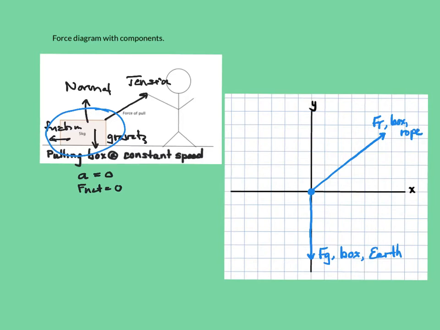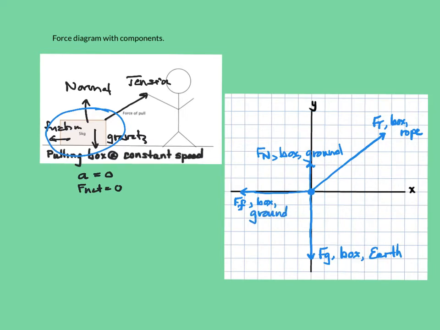There's also a normal force. Notice I'm going to draw this normal force pretty small. We'll see why in a second. So that's on the box by the ground. And then we've got a force of friction, about this big, on the box by the ground.